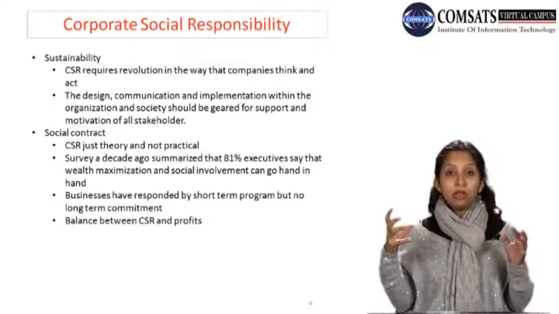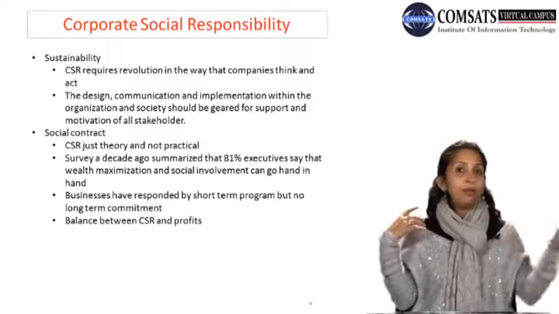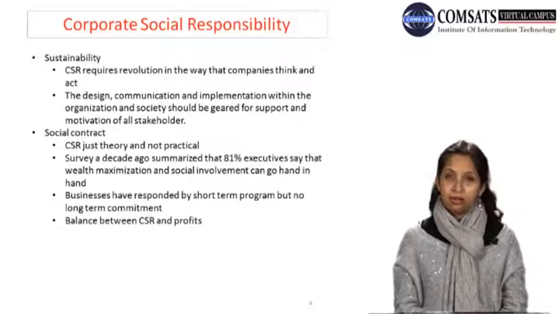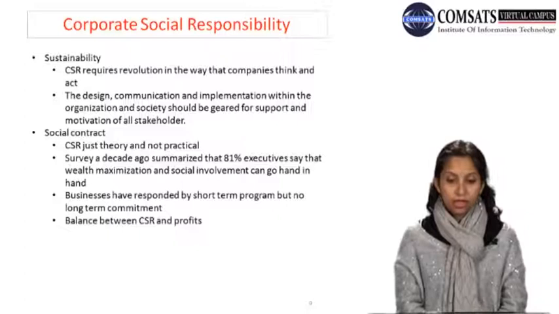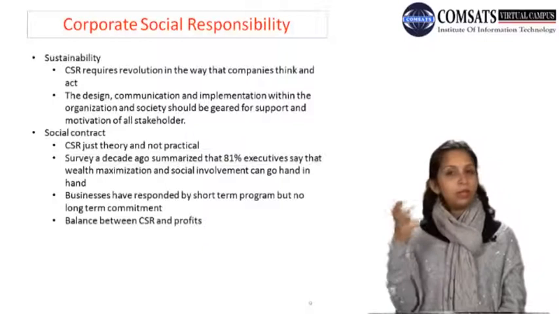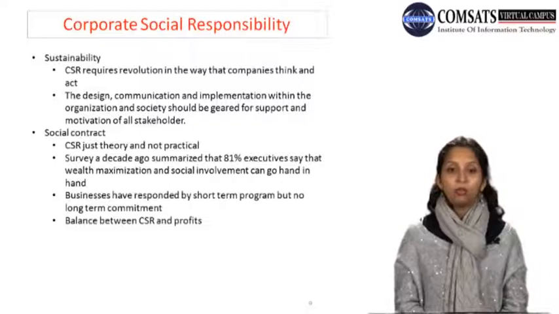Today, stakeholders would want something extra other than money. They would want goodwill, they would want good reputation, they would want activities that would benefit the environment, they would want activities or programs that are going to benefit the communities or the workers. So generally, CSR would require that companies revolutionize their thoughts and their actions. The design, communication and implementation within the organization and the society should be geared for support and motivation of all stakeholders. That basically means that within the organization ko aise design policies aise design karni chahiye, unko aise communicate karna chahiye, aur unko aise implement karna chahiye within the organization, that the organization should be geared up for support and should be geared up for providing motivation to all stakeholders.